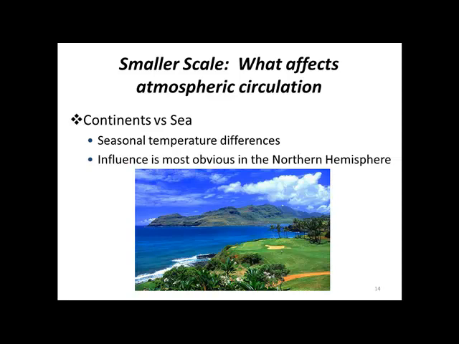The first one is very similar to the land and sea that we talked about when we were looking at temperatures. Just like with temperature, with the wind, continents and sea cause different winds to occur. And it goes back to the fact that there are seasonal temperature differences. This is more obvious in the northern hemisphere because the northern hemisphere again has more land. We saw this in the lab the other day.